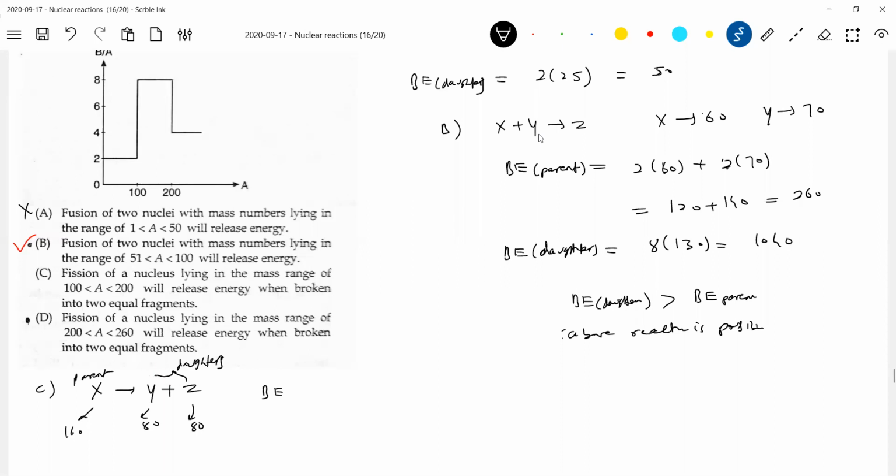Before entering into this, remember: if the binding energy of the daughter is more than that of the parent, energy is released. If the mass of the parent is more than that of the daughter, energy is released. If you have this much, I think this topic is over. First the binding energy of the parent. 160 lies where? Binding energy per nucleon is 8, so 8 into 160, which is 1280.